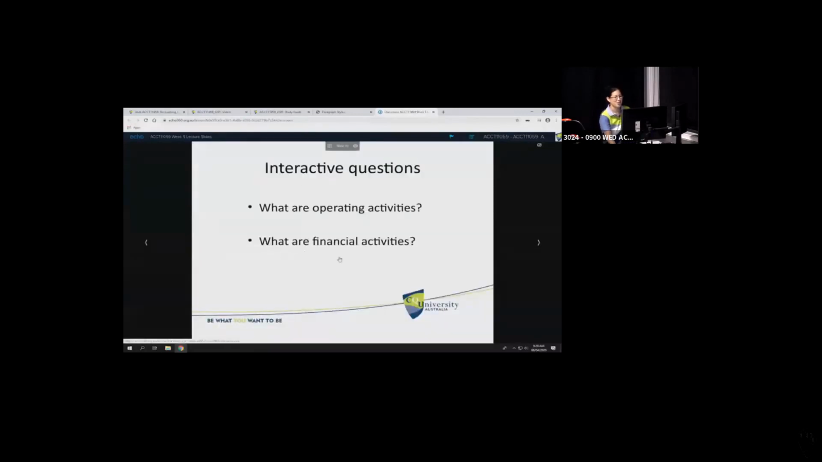So here we go. I've kind of given it away. O stands for operating and F stands for financial. But what do they mean? Can anybody tell me what are operating activities and what are financial activities?